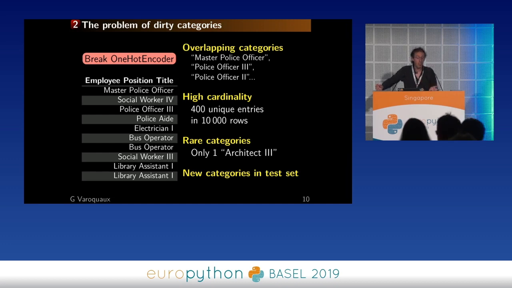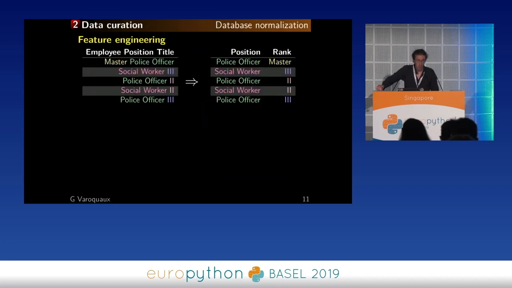And finally, it's a detail, but it's a real problem in practice. We might have new categories in the test set. So basically, one-hot encoder doesn't work well at all with this kind of data, and sometimes we have this kind of data. So the standard practice to do this is to resort to data curation, cleaning your data.